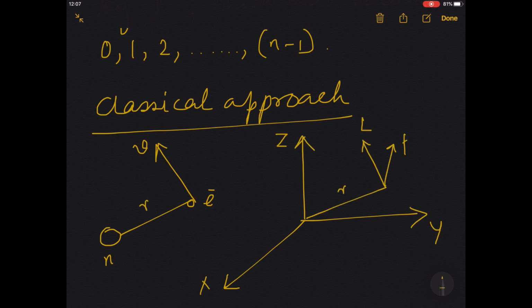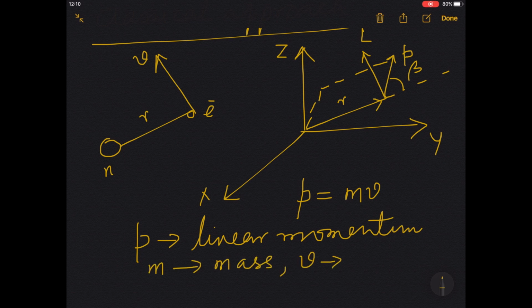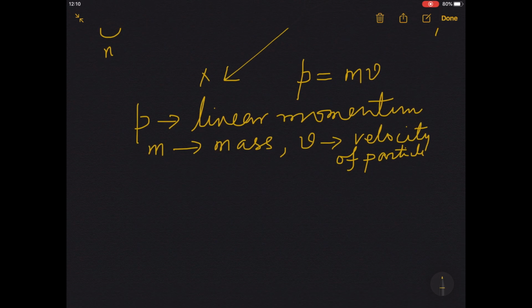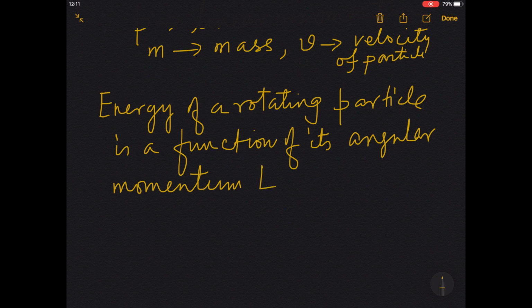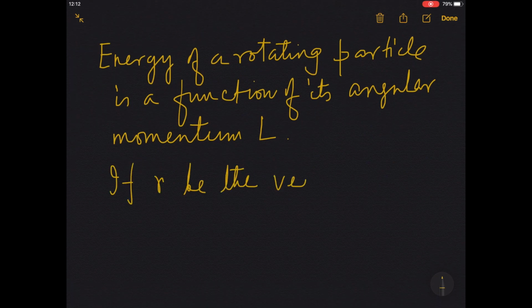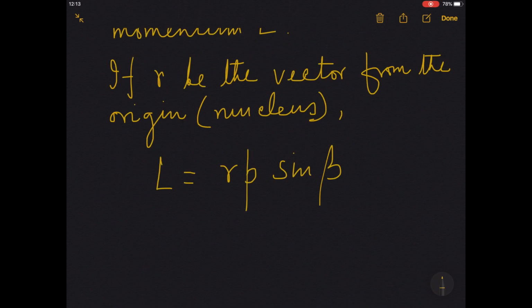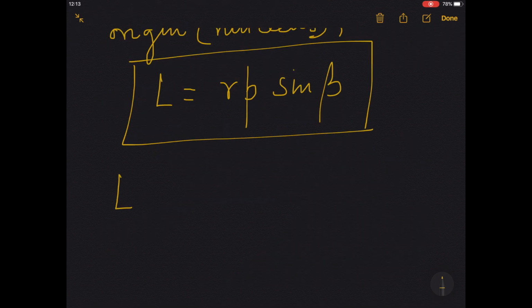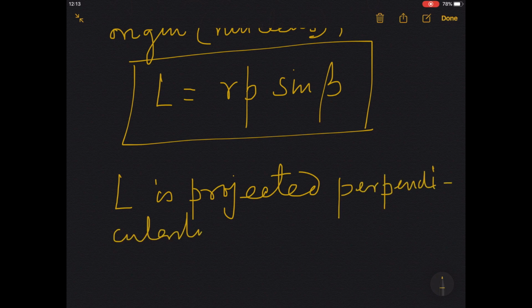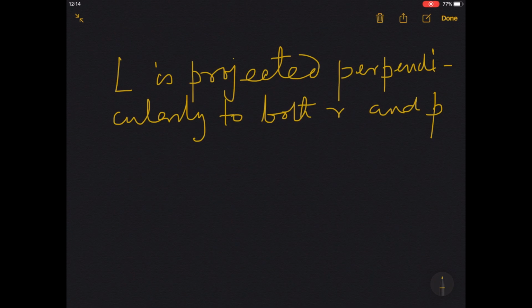The linear momentum p of a particle of mass m and velocity v is defined classically by p equal to mv. Let r be the vector from the origin, that is the nucleus, of a coordinate system to the particle. The particle's angular momentum capital L with respect to the coordinate origin is defined classically as a vector of length rp sin beta and direction perpendicular to both r and p, where beta is the angle between r and p. More concisely, capital L equals r cross p, where the cross sign indicates the vector cross product.